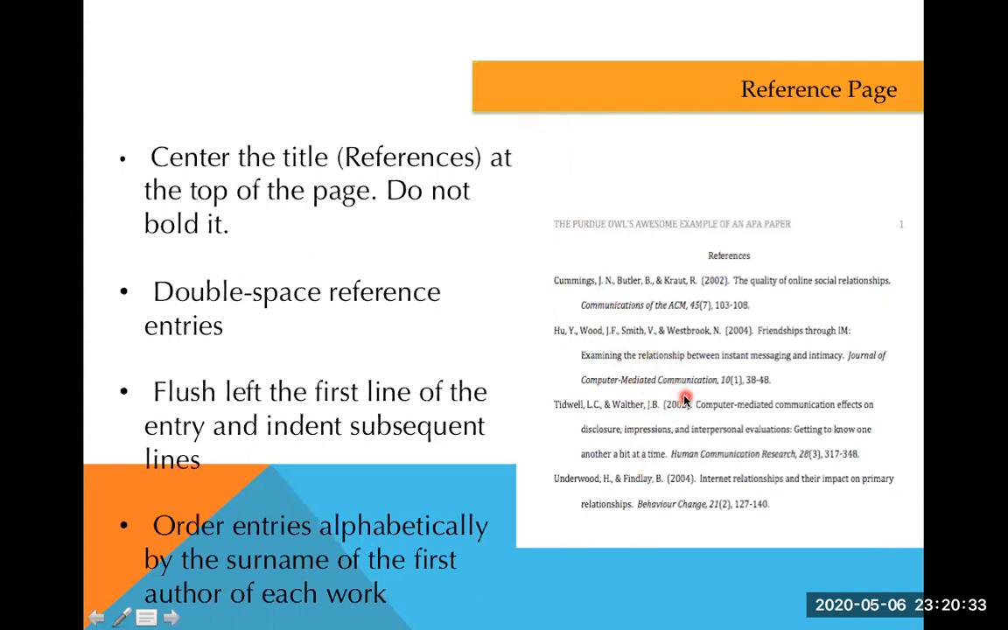You should flush left the first line of the entry and indent subsequent lines, as you can see. It's a characteristic feature. It's very easy. Just right click on the mouse, and then you go to indentation, then choose hanging in the special box. Later, you should order all entries alphabetically by the author's surnames or last names. If a source is anonymous, use its title as an author's surname. It's so easy to follow.